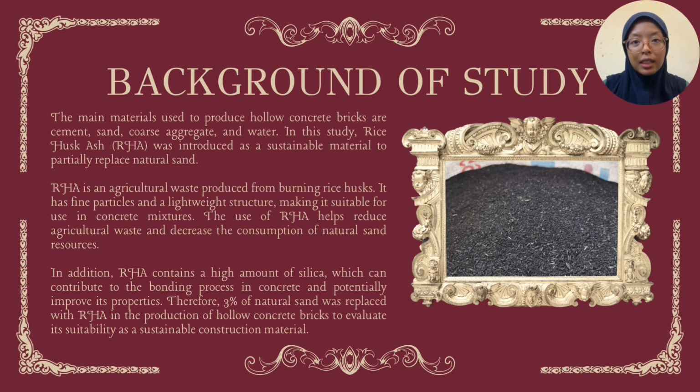RHA is an agricultural waste produced from burning the rice husk. It has fine particles and a lightweight structure, making it suitable for use in concrete mixture. The use of RHA helps reduce agricultural waste and decrease the consumption of natural sand resources. In addition, RHA contains a high amount of silica, which can contribute to the bonding process in concrete and potentially improve its properties. Therefore, 3% of natural sand was replaced with RHA in the production of hollow concrete bricks to evaluate its suitability as a sustainable construction material.